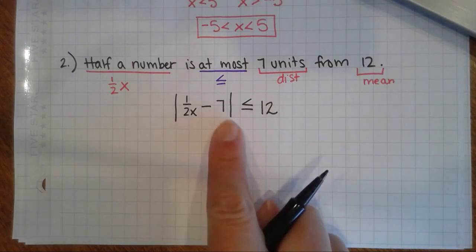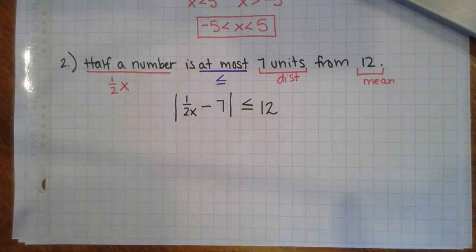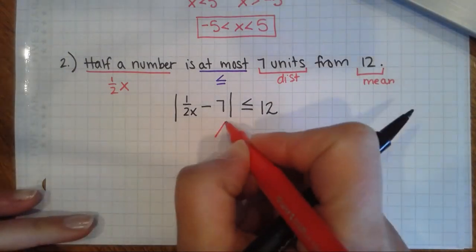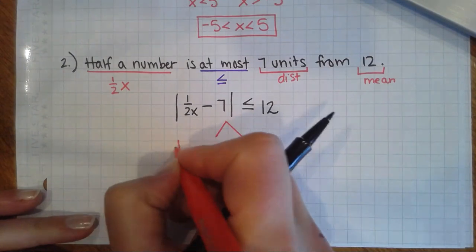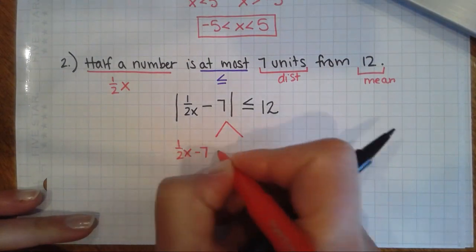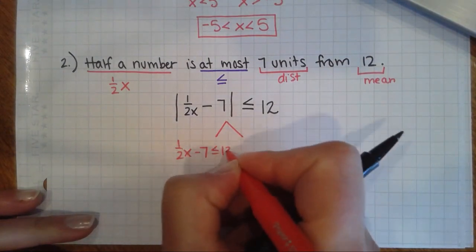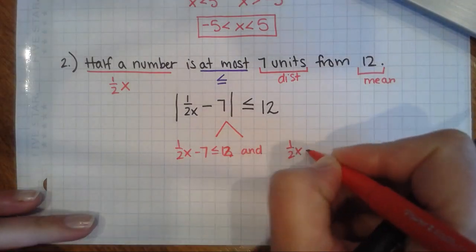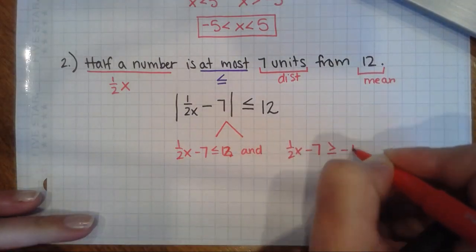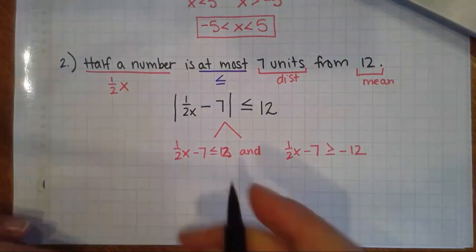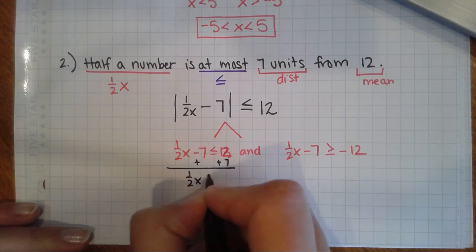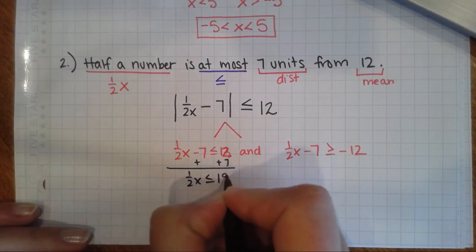Then it's going to ask you to solve. Okay, so then we're going to double check. Can we solve this? Yes. Less than or equal to 7. So we can split this: 1/2 x minus 12 less than or equal to 7, and 1/2 x minus 12 greater than or equal to negative 7. And then we'll solve. Plus 12, 1/2 x less than or equal to 19.